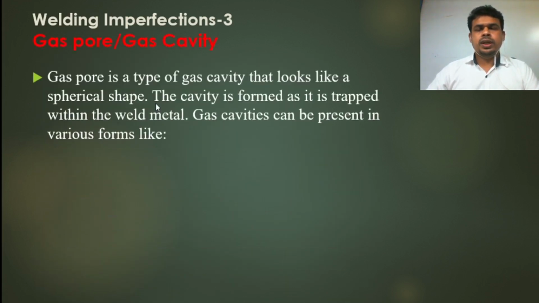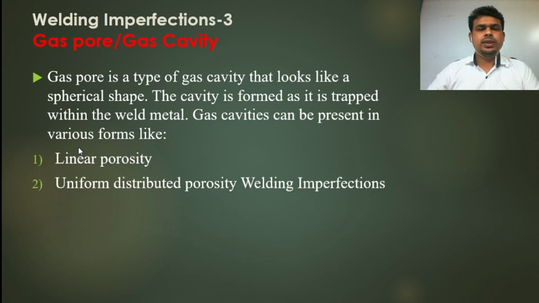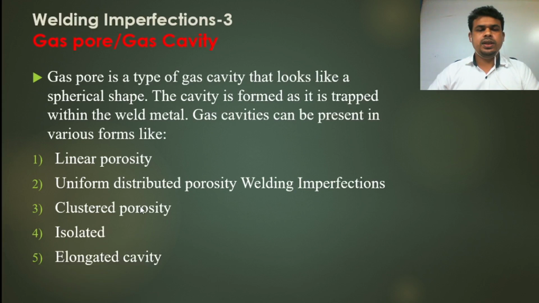Gas pore or gas cavity. We saw in the previous slide there is the gas pore and gas cavity. So what is a gas pore and what are gas cavities? A gas pore is a type of gas cavity that looks like a spherical shape. The cavity is formed as it is trapped within the weld metal. Gas cavity can be presented in various forms like linear porosity, uniformly distributed porosity, cluster porosity, isolated, elongated cavity, then the surface pore. These are all gas pores or gas cavities.